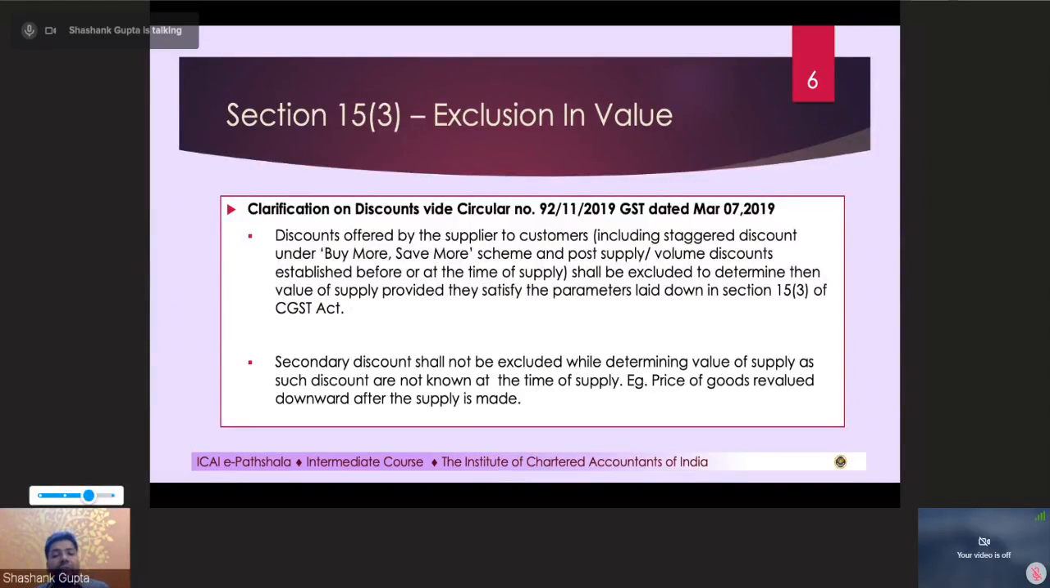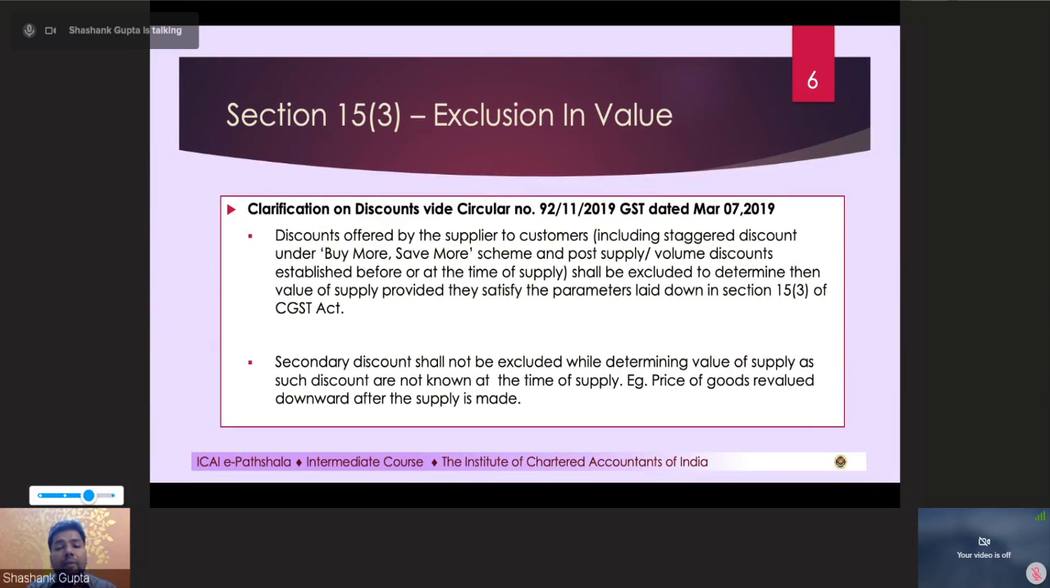Now there are some clarifications, like discounts offered by the supplier to customers, and someone had a query based on this only. So volume discounts is basically the same thing that shall be excluded to determine the value of supply, provided they satisfy the parameters laid down in section 15.3. So buy more and save more is essentially the same thing, that is post-supply discount, that if you buy more, you will get additional incentive. That is more or less the same thing, and the clarification is that if the conditions prescribed in section 15 subsection 3 are satisfied, then most certainly this shall be allowed.